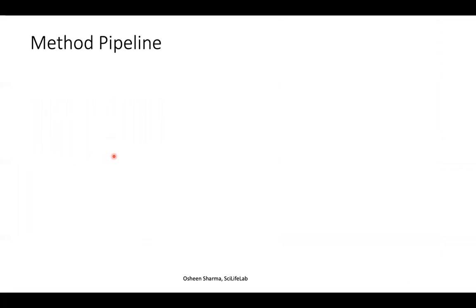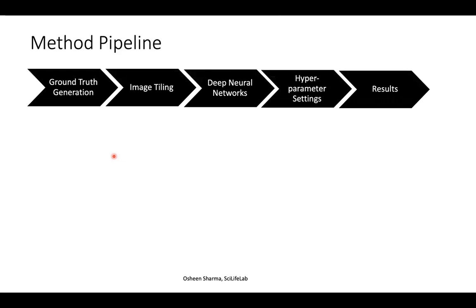To accomplish the task of segmentation, the workflow was divided into 5 subparts, namely ground truth generation, image tiling, deep neural networks, hyperparameter settings, and results. Each of them I will be discussing in the following slides.